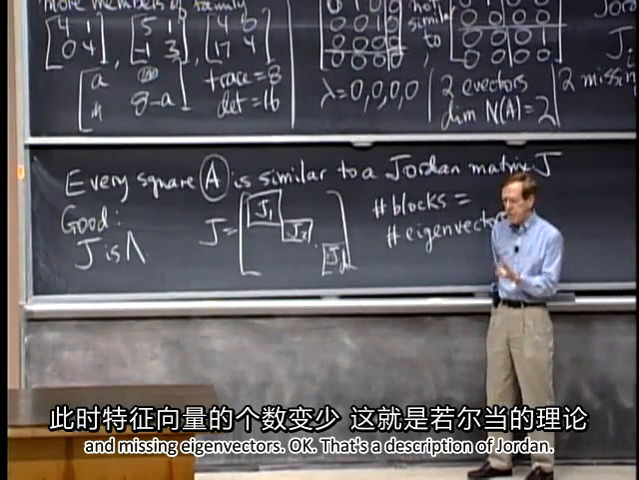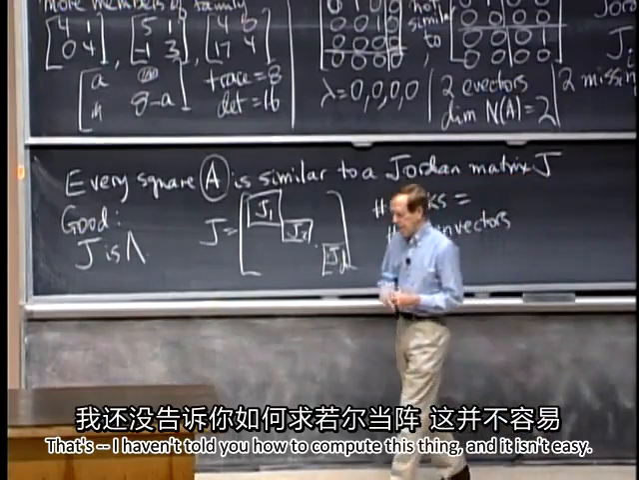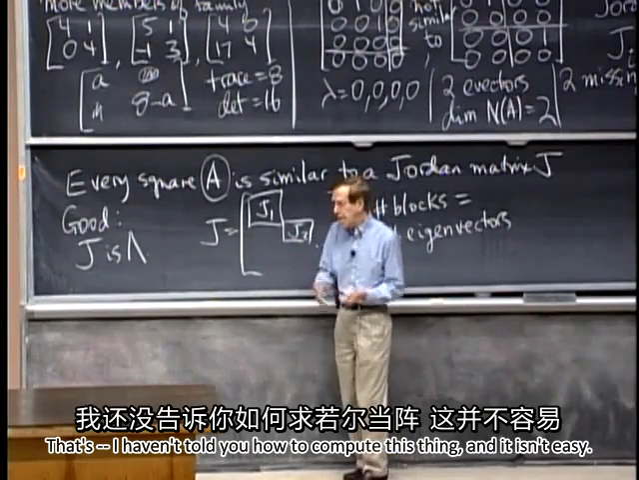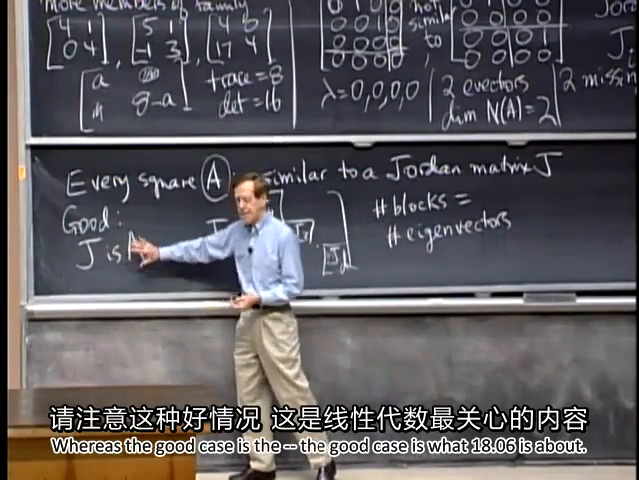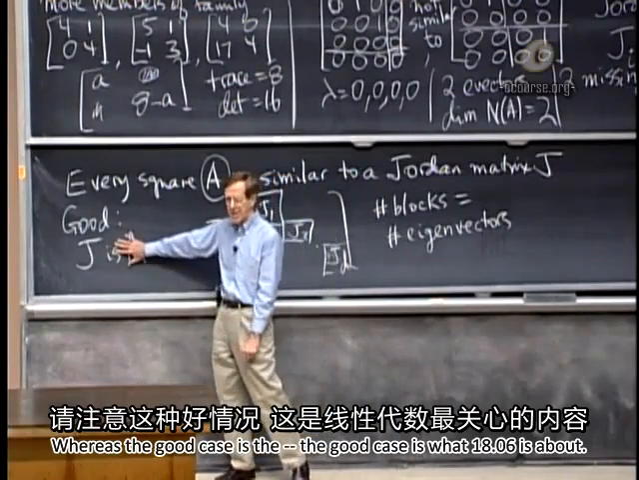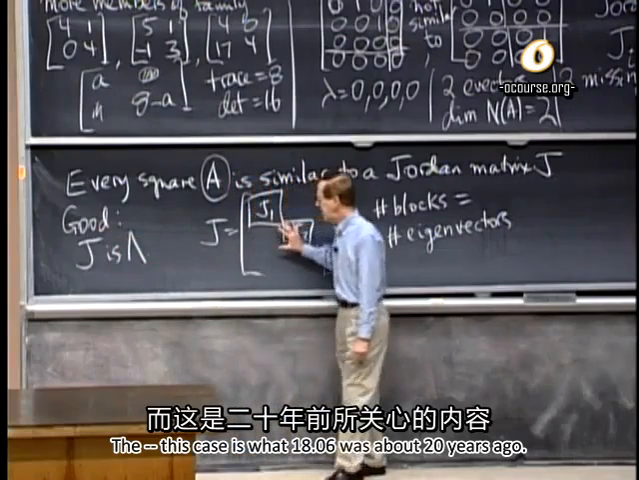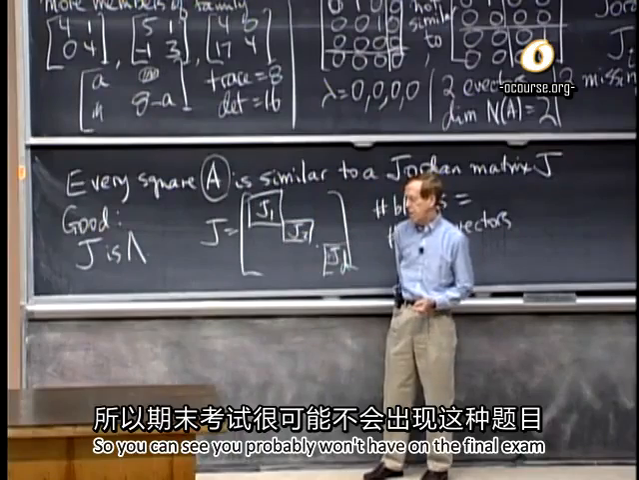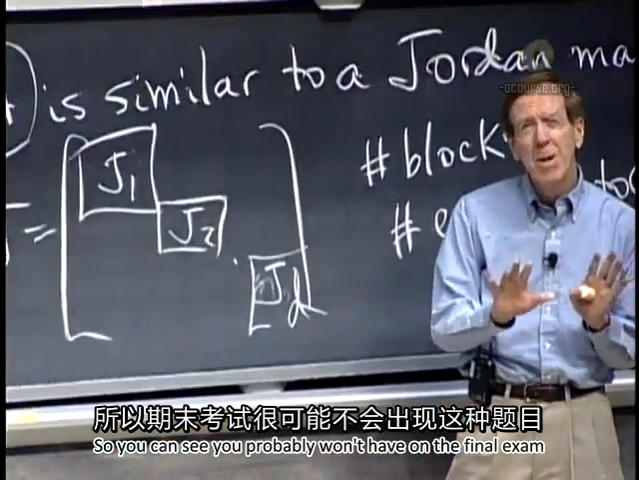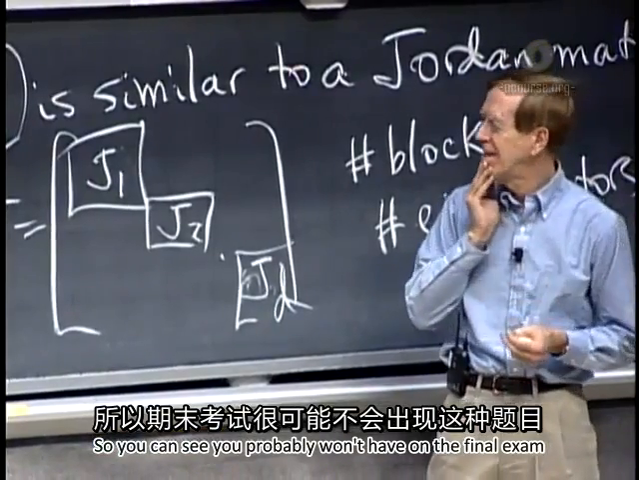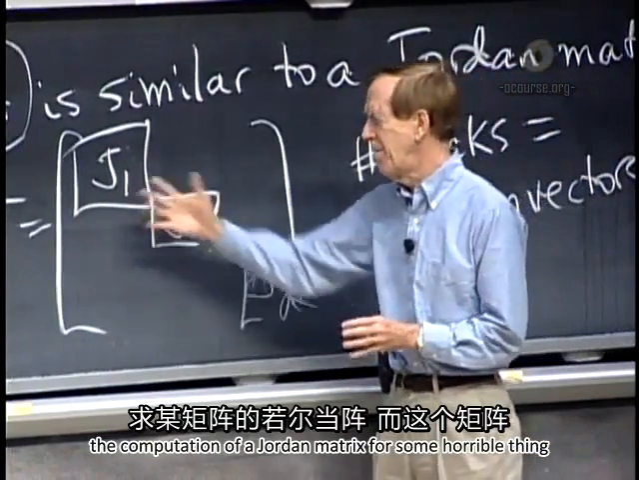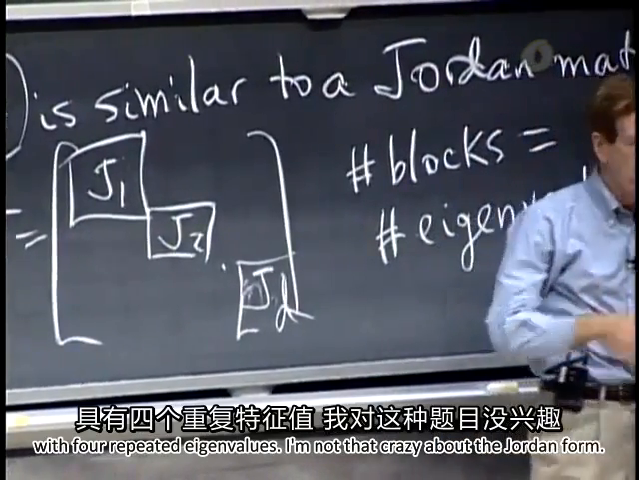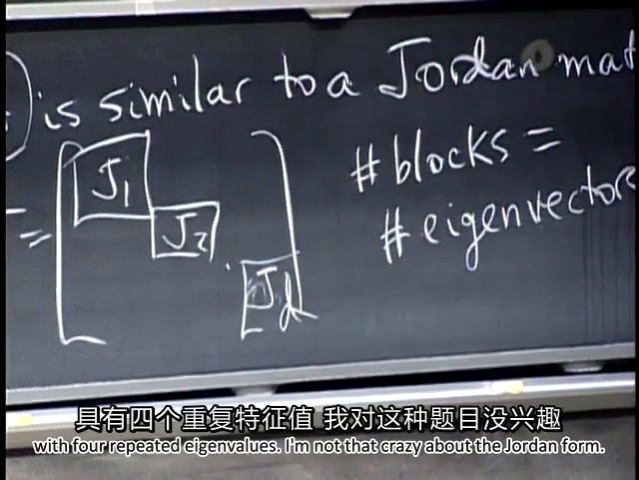Okay, that's a description of Jordan. I haven't told you how to compute this thing. And it isn't easy. Whereas the good case is what 1806 is about. This case is what 1806 was about 20 years ago. So you probably won't have on the final exam the computation of a Jordan matrix for some horrible thing with 4 repeated eigenvalues.